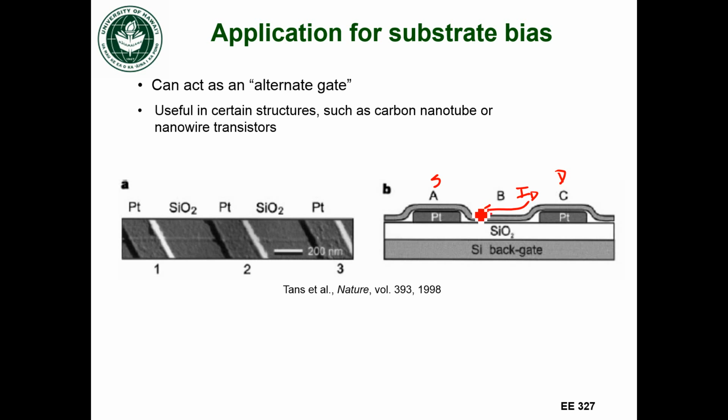So instead of adding another oxide and another electrode for the gate, if you now just put an electrode here, this is your body terminal. Now if you just put a voltage between this electrode and the body terminal, you can use that to modulate the drain current ID. So this is an example of where a substrate bias would be useful.